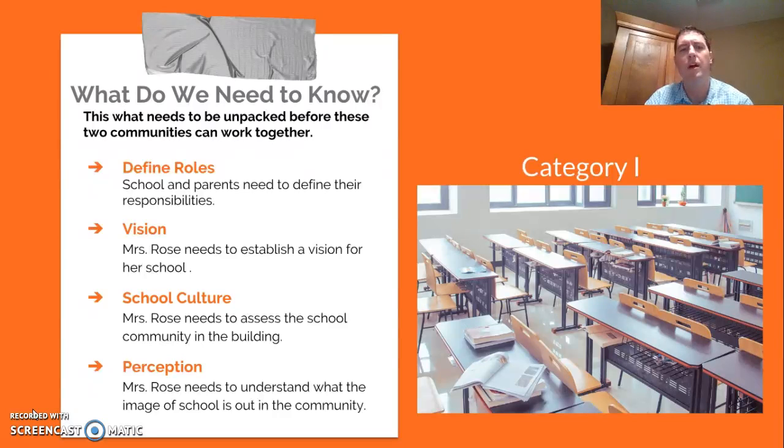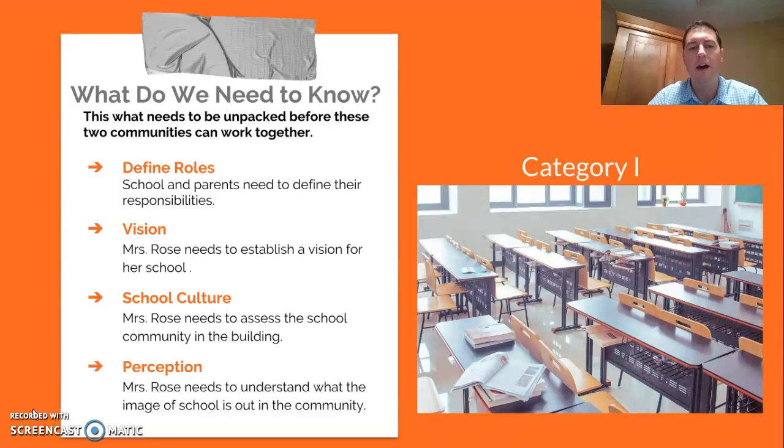What do we need to know? We need to know what the roles are for both the school and parents and define their responsibilities. We also need to know what Mrs. Rose is thinking about as far as the vision of the school and what she would like the community to help out with at the school, which then leads into the school culture and what Mrs. Rose wants the building and the school community to look like when the parents and outside community get involved.